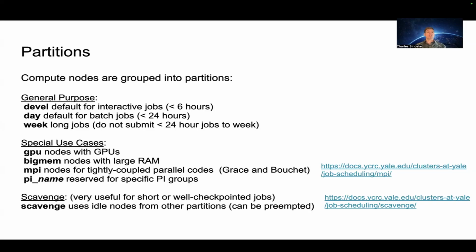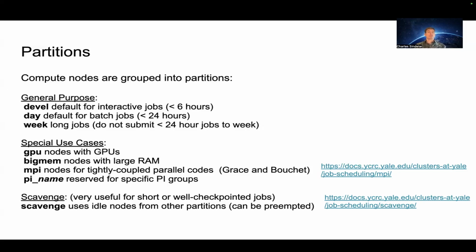The partitions that are generally available on our clusters include general purpose partitions, which are available for everyone. These are the devel partition, which is for interactive jobs that last 6 hours or less, and this we will go into soon in the next few slides. For jobs that could include interactive jobs or batch jobs, which we'll also get into later, the day queue is available, and that's for jobs that run 24 hours or less. And then for longer jobs, we have a week partition available.